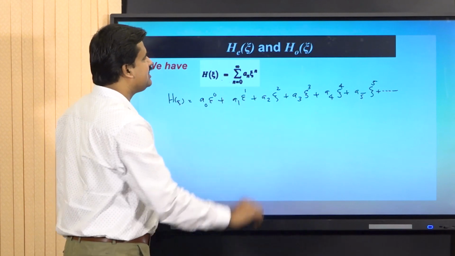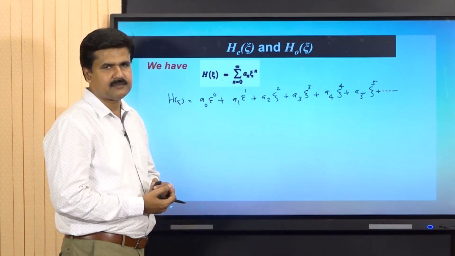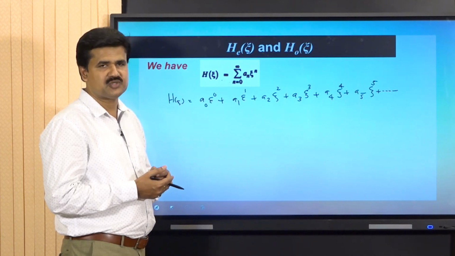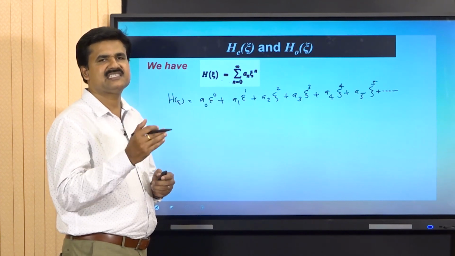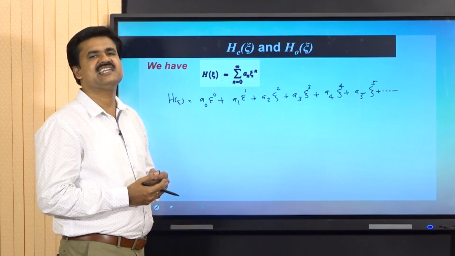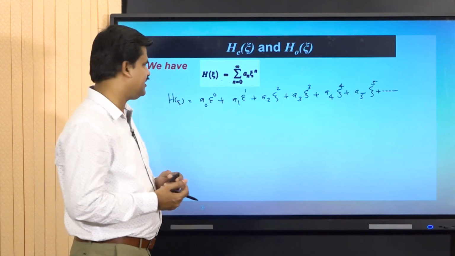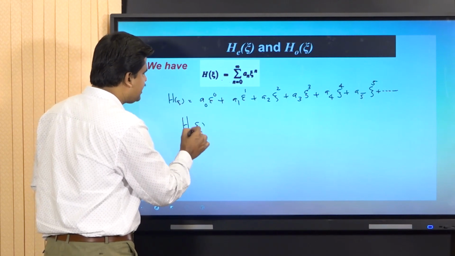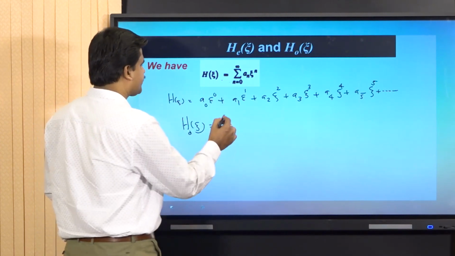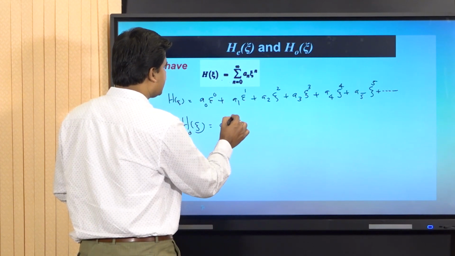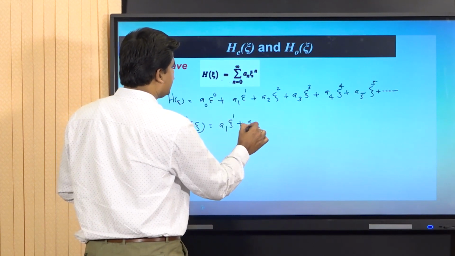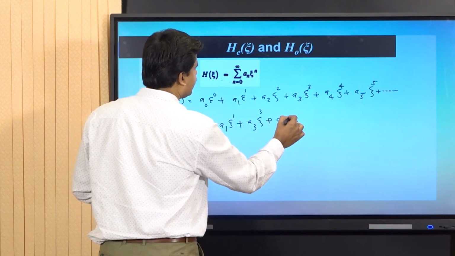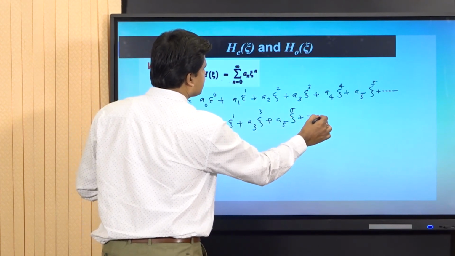And in this term, if we collect the odd coefficients together, we get H_o(ψ), which is marked as the odd function. Thus, H_o(ψ) can be written as a1 ψ^1 + a3 ψ^3 + a5 ψ^5 + etc.